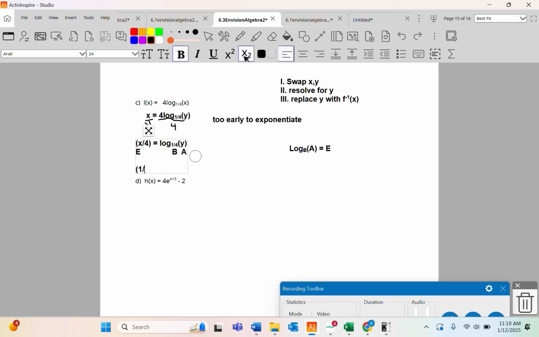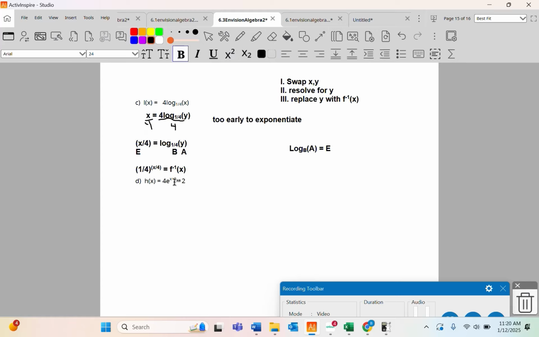So my base is a quarter. It is getting raised to the x over 4. And that must equal y. Now, y again is f to the negative first of x. And we're done.